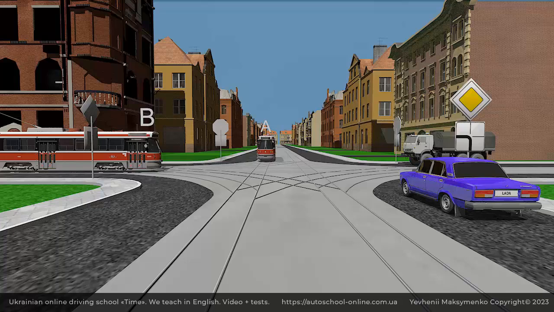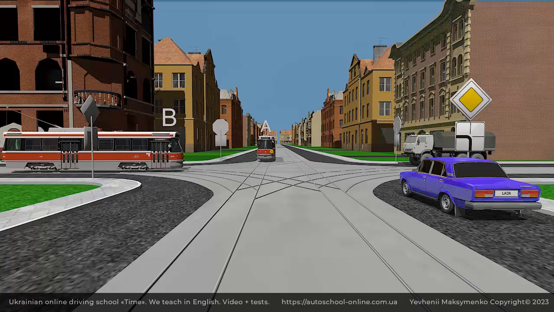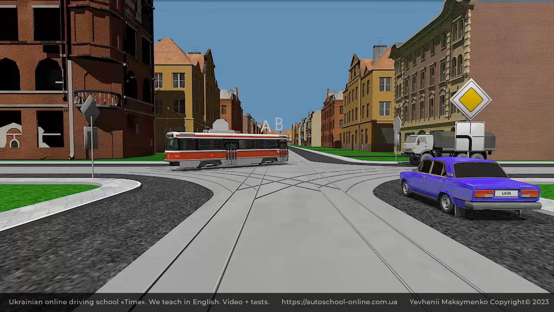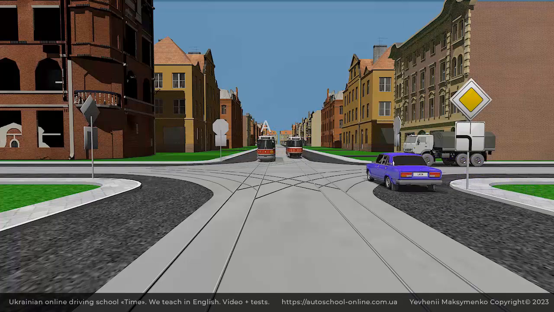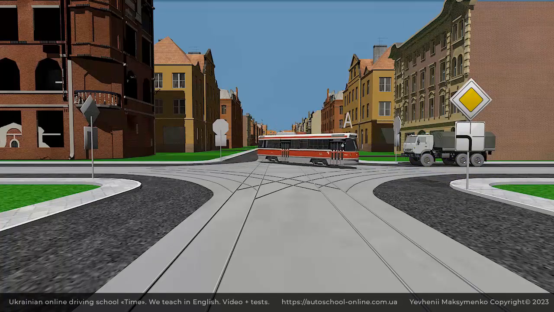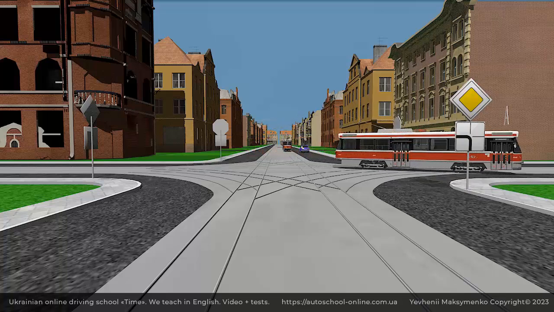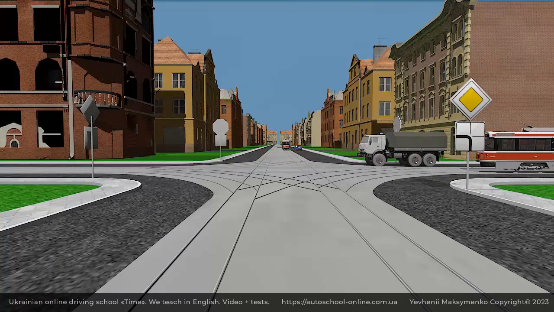Consequently, the intersection order will be as follows: tram B, after the passenger car, tram A third, and truck last.